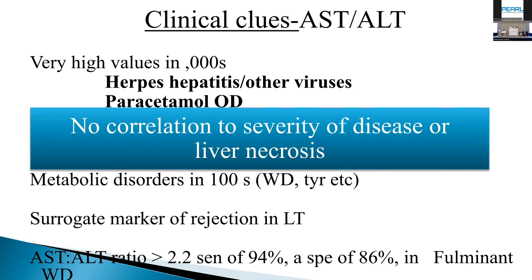But the AST-ALT has no correlation with the cell damage, and it's not used as a prognostic marker. So an AST or ALT of around 100 is the same as 200 or 300. We can't make out anything about the liver damage when it's high. When it's high, we can say yes, there is some damage happening, but we can't define how severe the damage is.